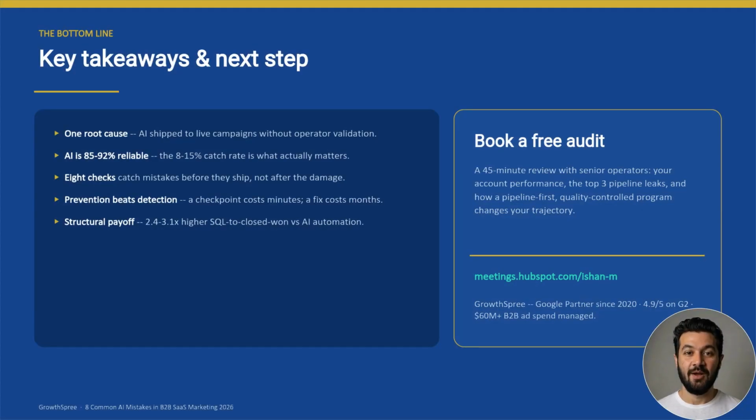So the bottom line: 1 root cause, 8 checks, run every day. Prevention costs minutes. Discovering a hallucinated testimonial costs months. If your program is measured on 30-day CPL instead of pipeline, you're leaving money on the table.